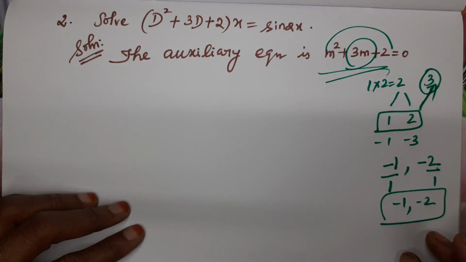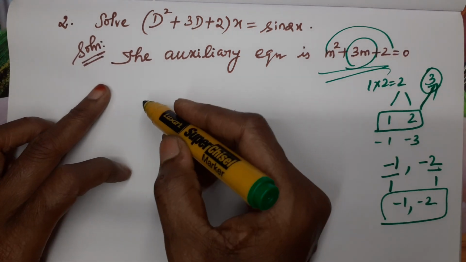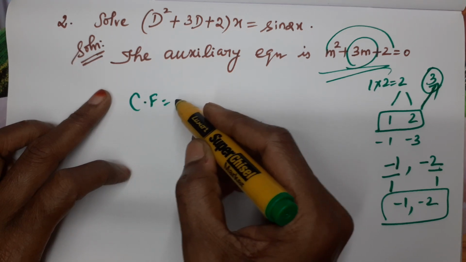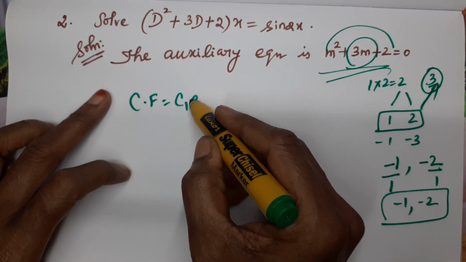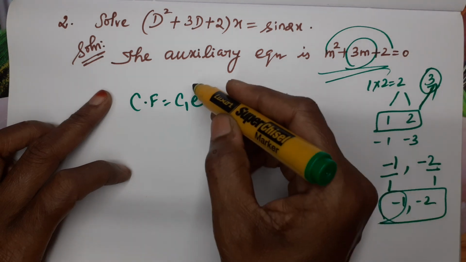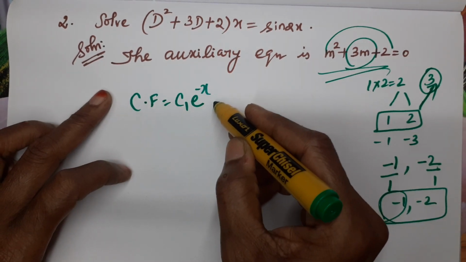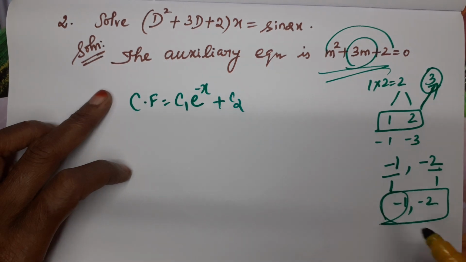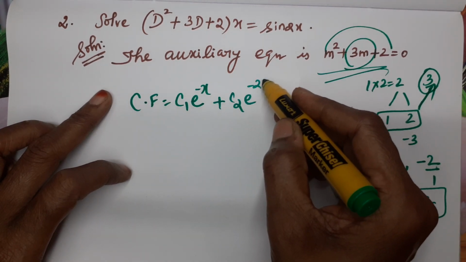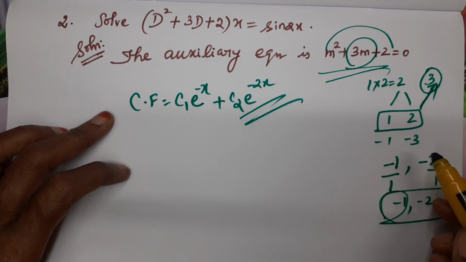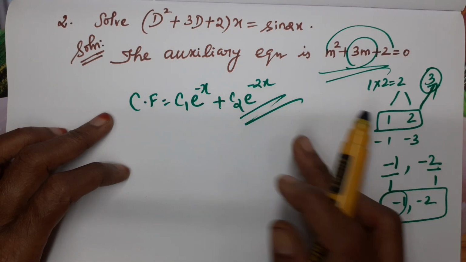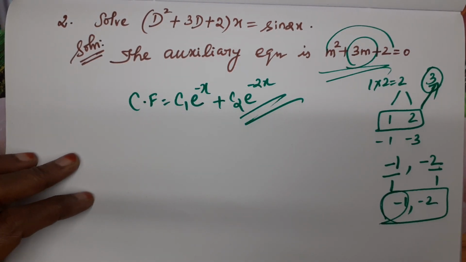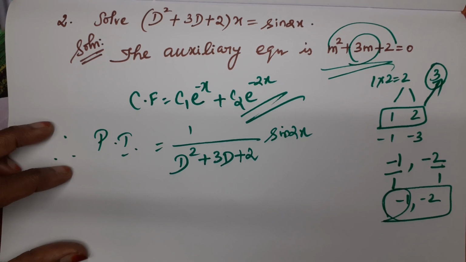If you have distinct real roots, how to write the CF? Complementary function is equal to C1 e^(-1·x), that is e^(-x), plus C2 e^(-2x). This is my CF. Is it clear? Since both the roots are different, we have to write it in this way. Now we have to find the PI.